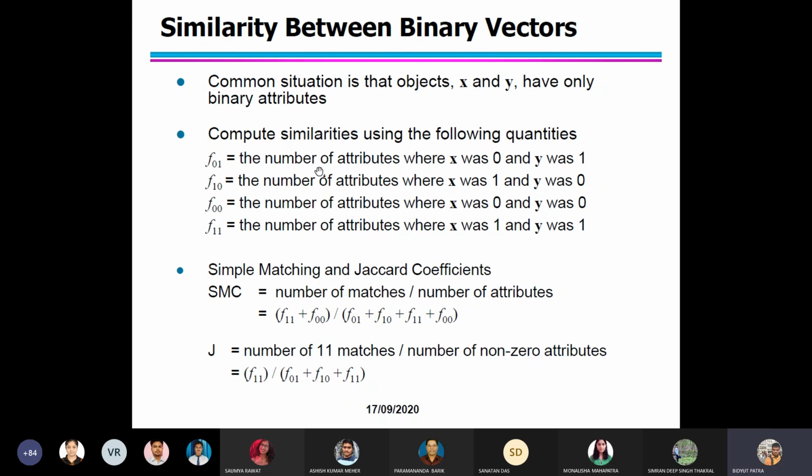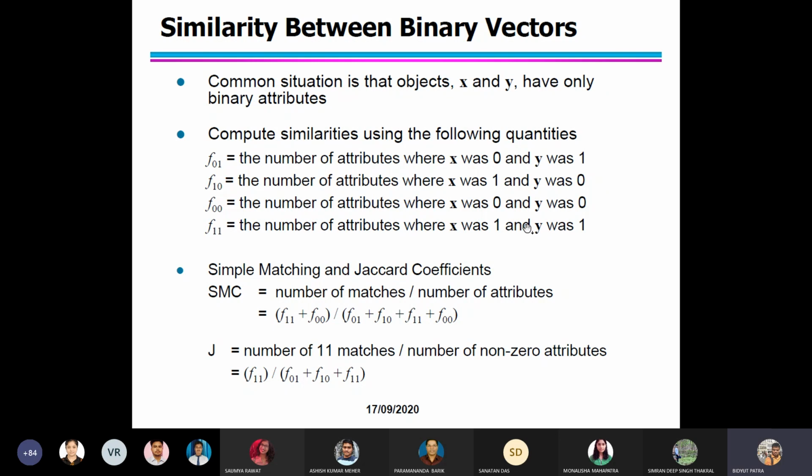Let's say F01 is the number of attributes where X was 0 and Y was 1. That means it is not matching. F10 is the number of attributes where X was 1 but Y was 0. So this is also not matching. F00 is the number of attributes where X and Y are both 0, and F11 is the number of attributes where X and Y are both 1.